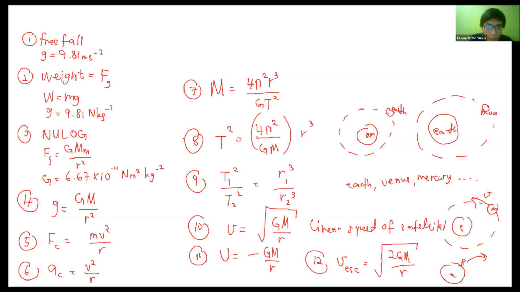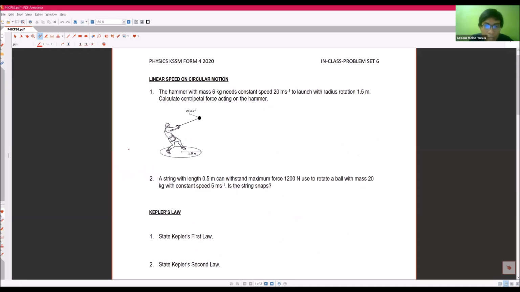Okay, linear speed in circular motion. A hammer with mass 6 kg needs a constant speed of 20 meters per second to launch, with radius of rotation 1.5 meters. Calculate the centripetal force acting on the hammer. The formula is mv squared over r. Let's check if we have all the needed parameters. We have mass, speed, and the radius. So let's plug in as usual: 6 times 20 squared divided by 1.5 in our calculator, we got 1,600 Newton.